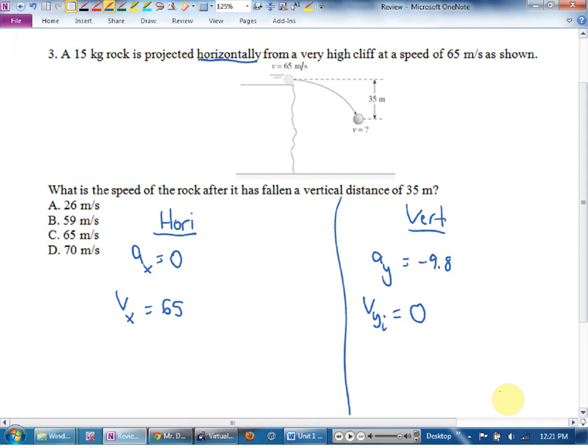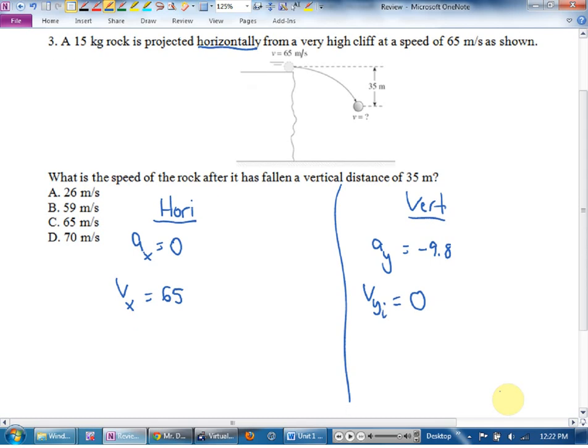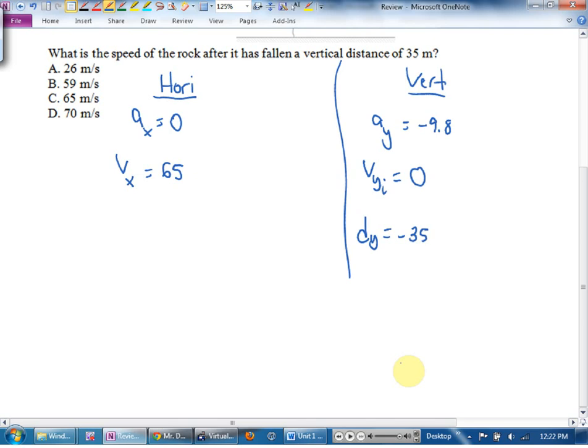The only other question they're going to do is they're going to give you the time. Okay? In which case, that's usually easier. Now here, they've given me, what is the speed of the rock after it has fallen? They've given me a vertical distance of... So why is this wrong? Negative. Okay? As soon as I have a vertical or horizontal displacement, I bend my interests on that side to finding time of flight.